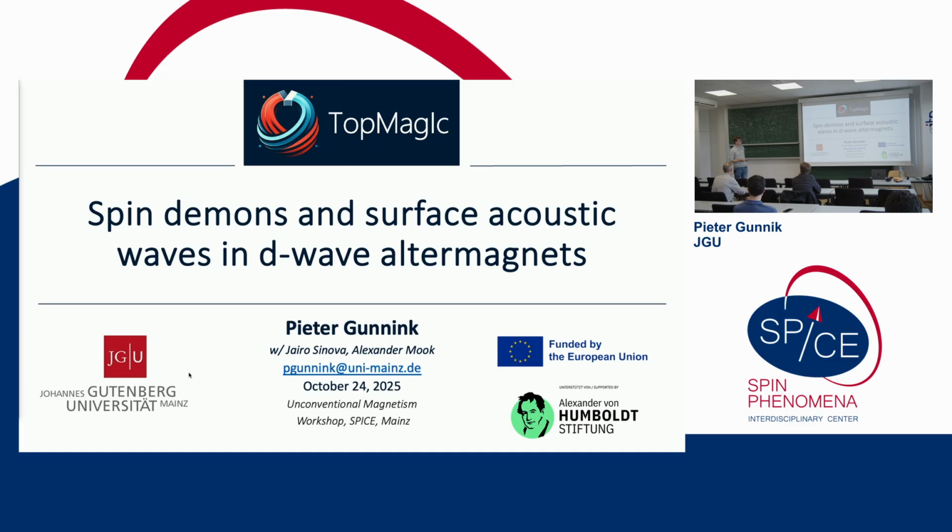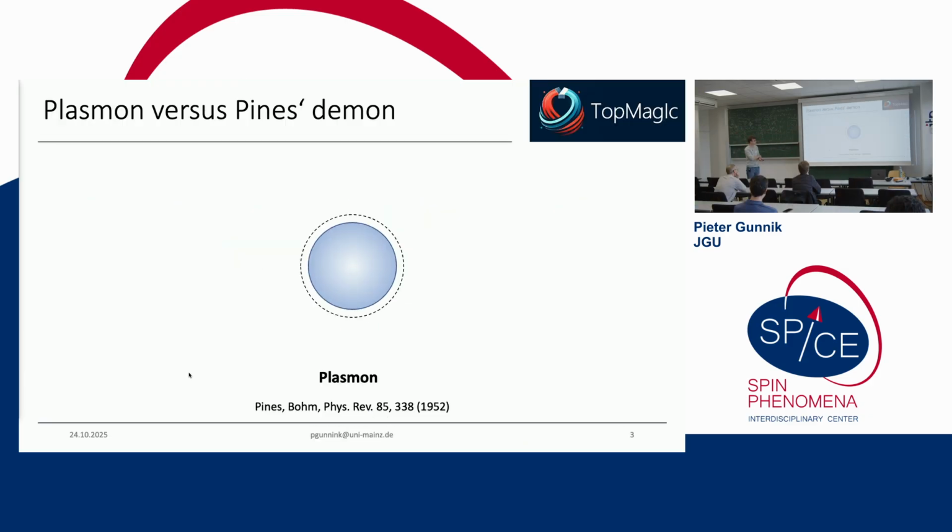And so that's going to be a story in two parts, and the first part is going to be about spin demons. So this is this work that we recently published. So let me walk you through what we mean with spin demons and why we believe them to exist in D-wave altermagnets. To understand spin demons, we first need to understand plasmons, so they are very much related.